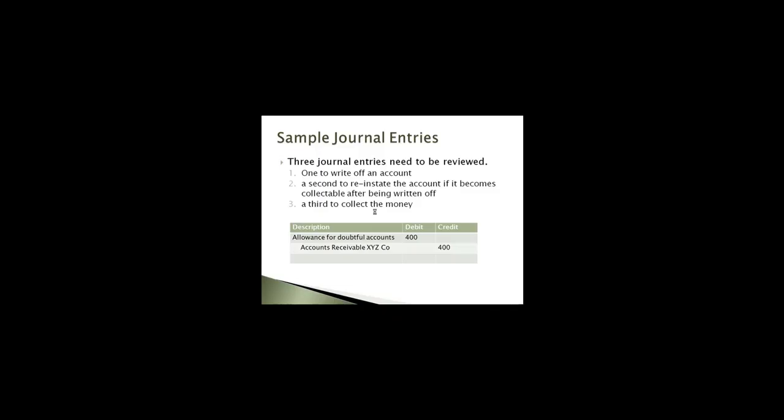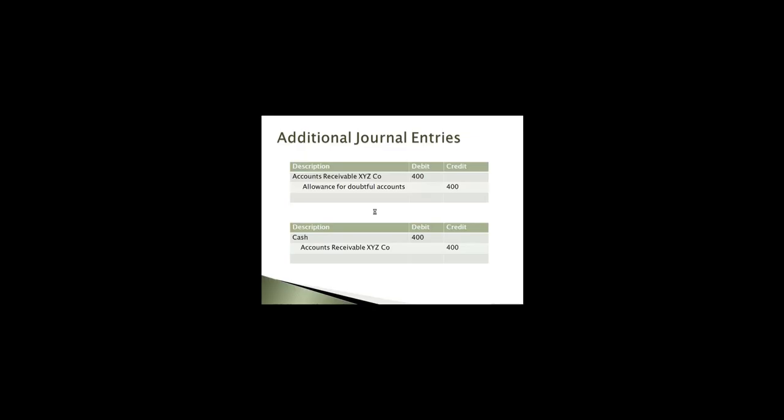If for some reason in the future the XYZ Company decides to pay the money that they owe us, we can reinstate the account and collect the money using the 2 journal entries shown here. Reinstate the account receivable by debiting accounts receivable for XYZ Company and put the money back in the allowance for doubtful accounts to be used on some other uncollectible account. Then second, enter the journal entry to show the money being received with a debit to cash and a credit to accounts receivable for XYZ Company.